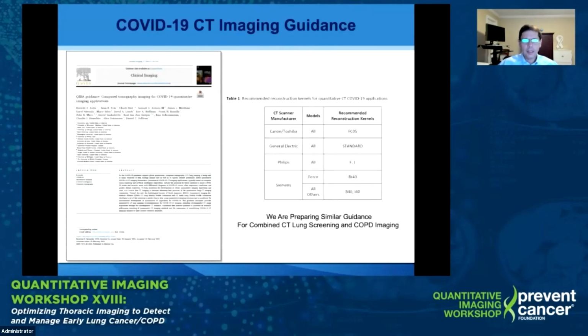We put out some COVID-19 CT imaging guidance based on all the work we've done and the scans that we've analyzed over the years. We've actually analyzed over 1,400 CT scans from around the world. And because of that, we can now put out recommendations on which recon kernels work better for lung imaging, as you see here for COVID-19. We're working now, and Chuck Hatt will talk about this in his intro to the next panel, on a new guidance that will combine lung cancer screening and COPD, and we'll give guidance on how to acquire images for both those major diseases.